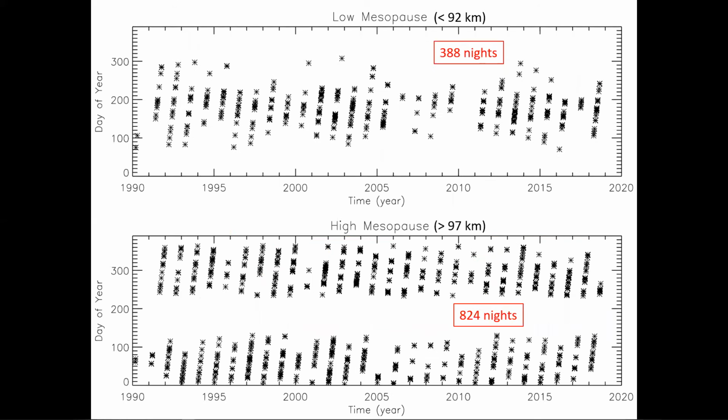This slide shows the day of year of mesopause for low mesopause and high mesopause. Again, the low mesopause is the dynamic mesopause, and high mesopause is mostly the radiative mesopause due to radiative cooling. And overall, there are about 388 nights of low mesopause, mostly in summer, and 824 nights of high mesopause in the fall and winter months.